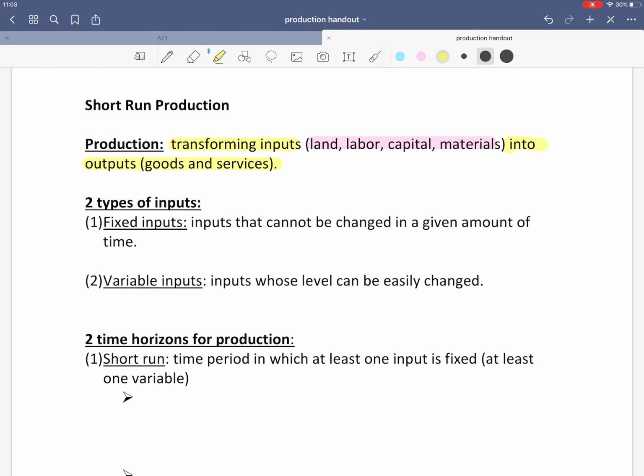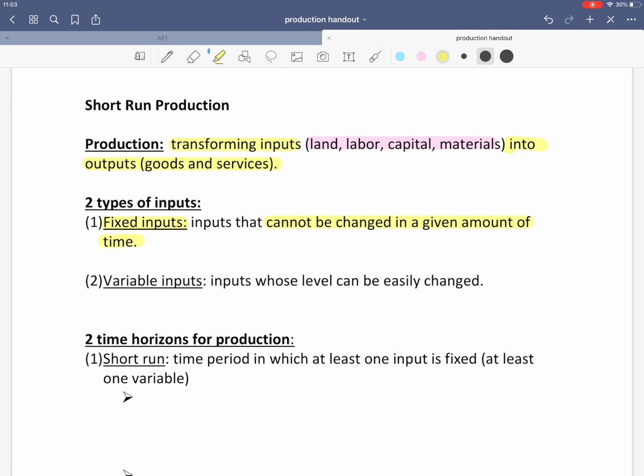Now, when we look at our inputs, there are going to be two types that we're going to be focusing on. The first one is going to be our fixed inputs. As the name implies, these are inputs that cannot be changed in a given amount of time. So the inputs are fixed. That could be some examples like your building space or the amount of equipment that the firm has on hand.